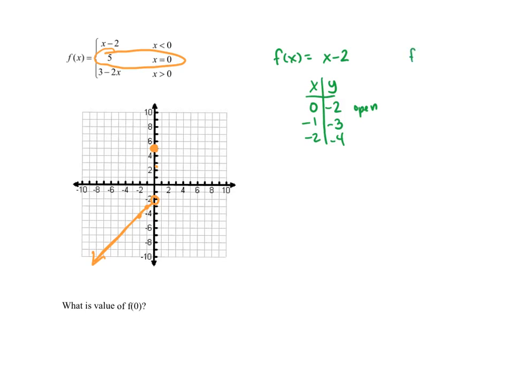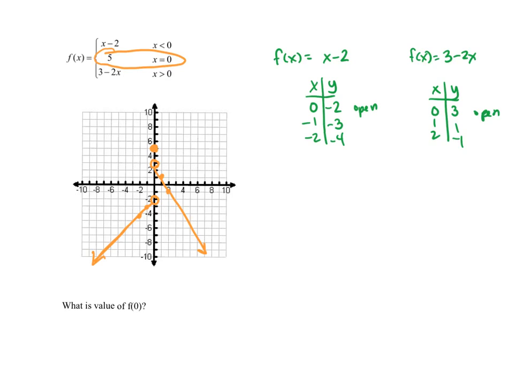So the other part, we're going to have f of x equal to 3 minus 2x, and when x is greater than 0. So 0, 1, 2, and again, this will be open. So 3 minus 2 times 0 is going to be 3. 3 minus 2 times 1 is 3 minus 2, which is 1. And 3 minus 2 times 2 is negative 1. So we'll get 0, 3, which is going to be open here, 1, 1, which is here, and 2, negative 1, which is here. So there's our points there.